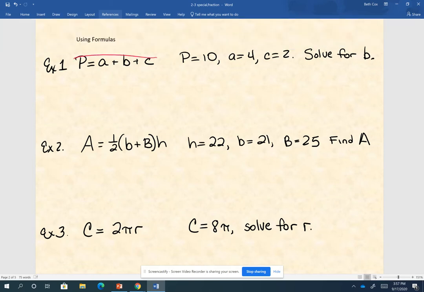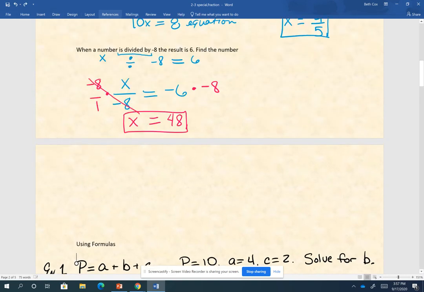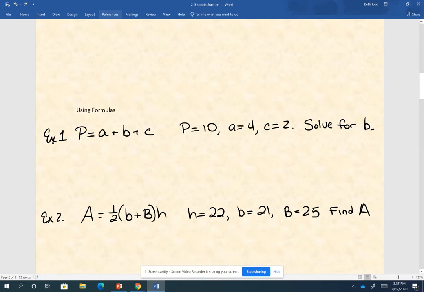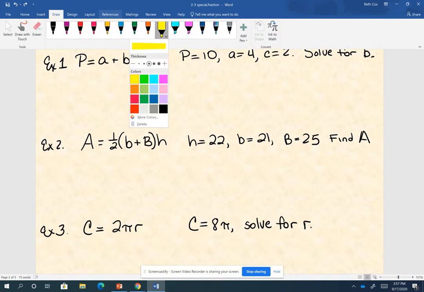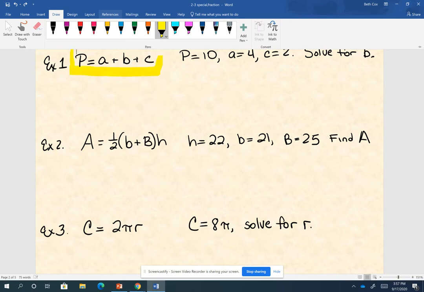This is the formula. Oh, that's not a highlight. Let's undo that. Oh, goodness, it didn't like that. So let's highlight my formula. Okay, this one is the formula.